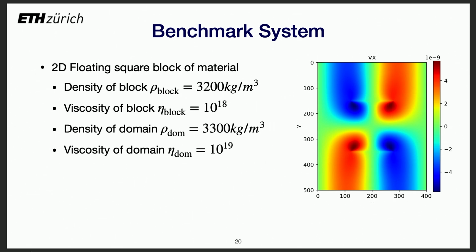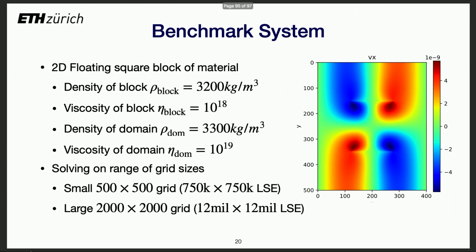So it is a very difficult problem to solve, especially with this type of viscosity and density with an iterative solver. And what I did is I tested the solver on a range of grid sizes, going from small to large. Small is like 500 by 500, and large is 2,000 by 2,000. So essentially, if you were to assemble the system, this would range from a 750,000 by 750,000 linear system to a 12 million by 12 million linear system. So very, very large, sparse linear systems.